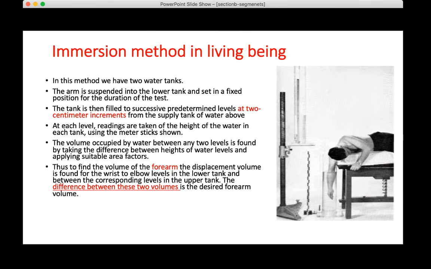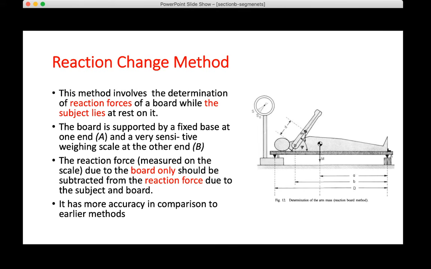Now coming to the next slide. Second method. Now this method was more accurate as compared to the immersion technique. The immersion technique is not so accurate. So then they shifted to the reaction change method. So this is the method.